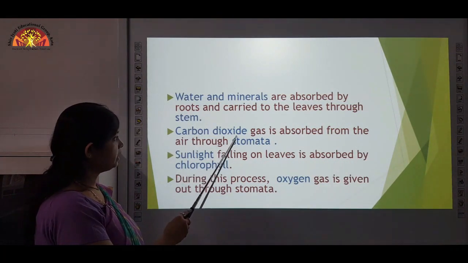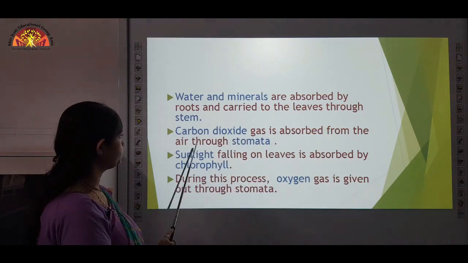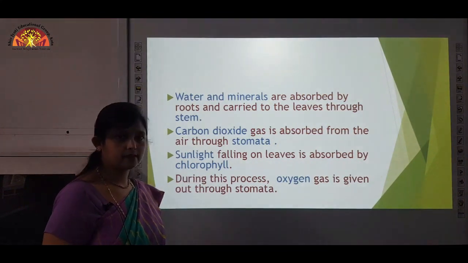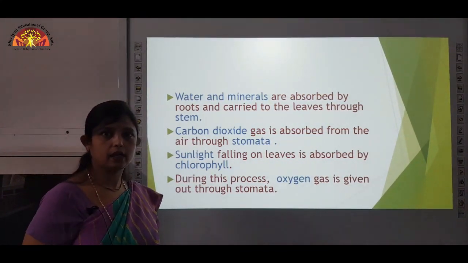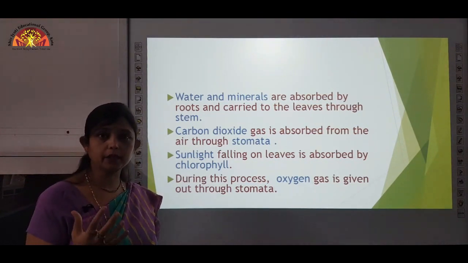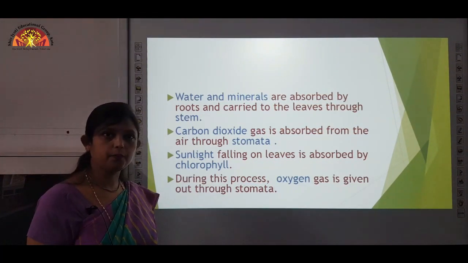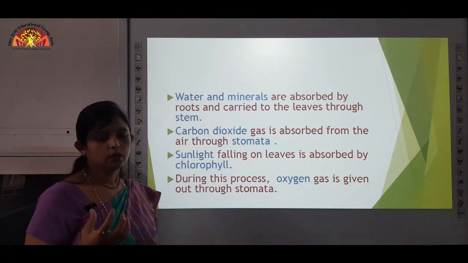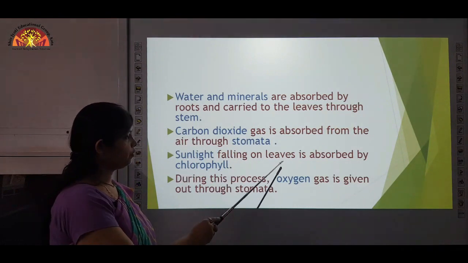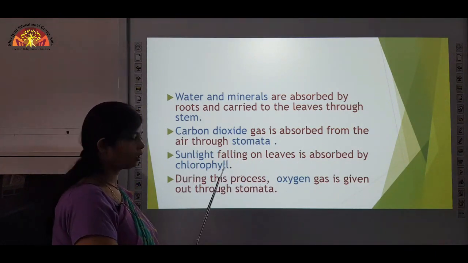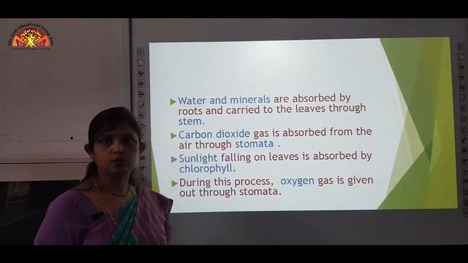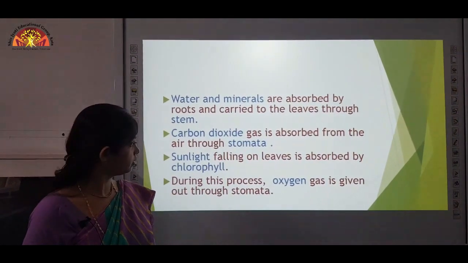Then carbon dioxide gas is absorbed from the air through stomata. Now as air is a mixture of gases and it contains carbon dioxide, oxygen and other gases, the carbon dioxide gas is absorbed from the environment through the holes called stomata. Then sunlight falling on leaves is absorbed by chlorophyll. As I have told you earlier, chlorophyll helps in absorption of sunlight.